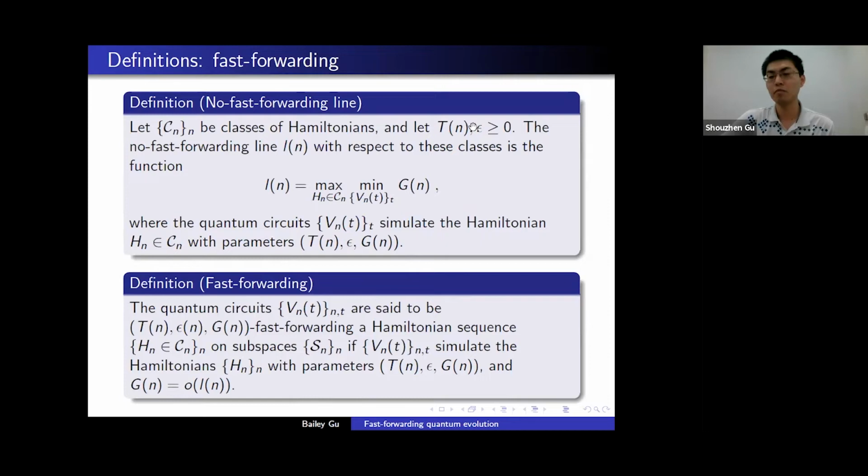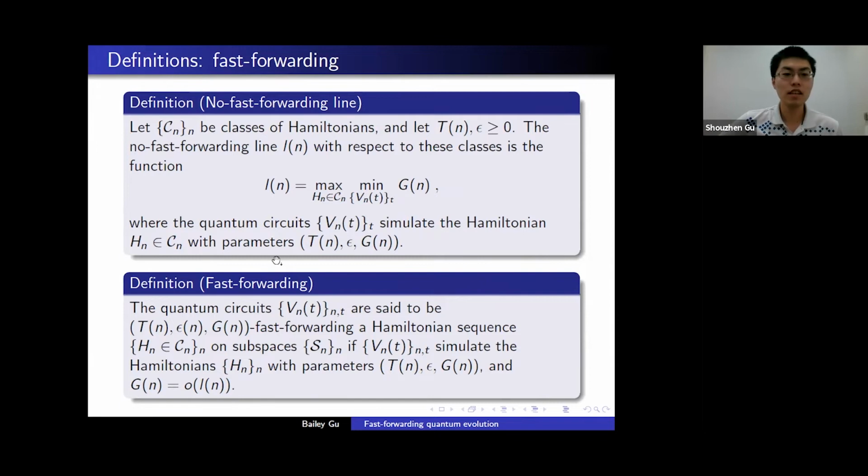Okay, so when we have the simulation parameters, we can talk about the no fast forwarding line. The no fast forwarding line is with respect to a certain class of Hamiltonians, Cn. And usually we take Cn to be pretty general, for example, all normalized k-local Hamiltonians. And the no fast forwarding line is the worst case complexity that is needed to simulate any Hamiltonian in this class. Okay, so we maximize over all Hamiltonians in this class the number of gates that we need to do the simulation. And the minimization here just means that we take the optimal circuit to do the simulation for that particular Hamiltonian, but we maximize over all Hamiltonians.